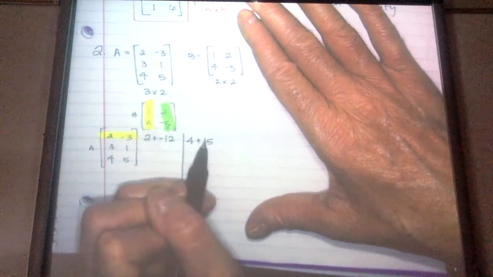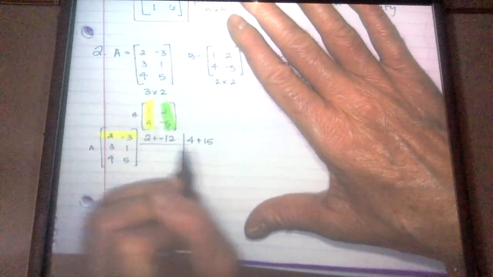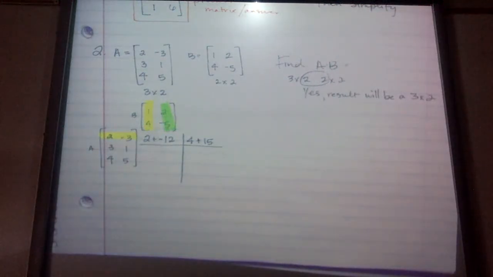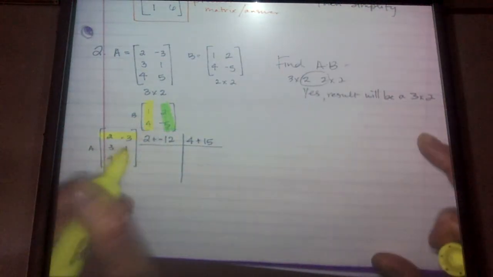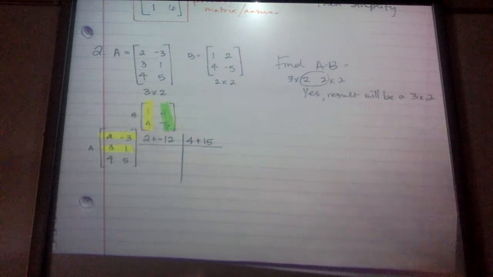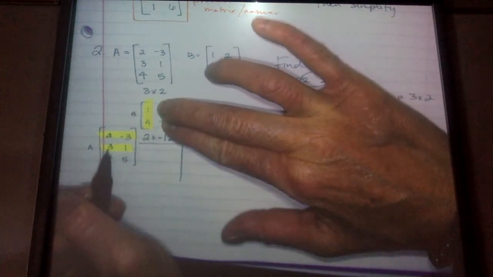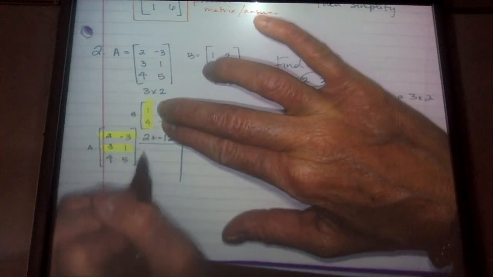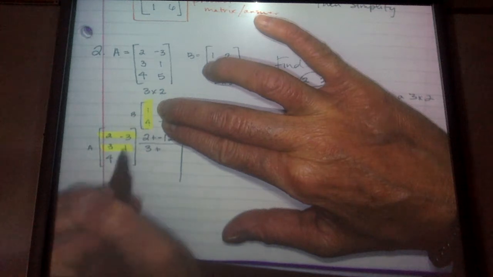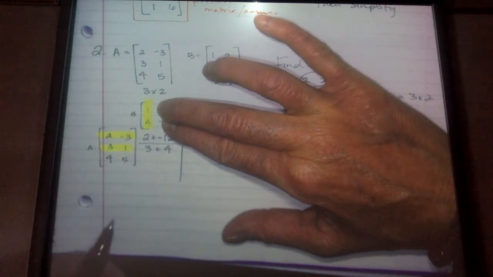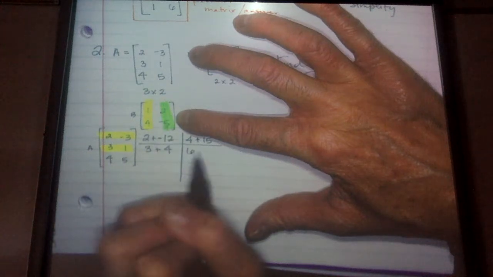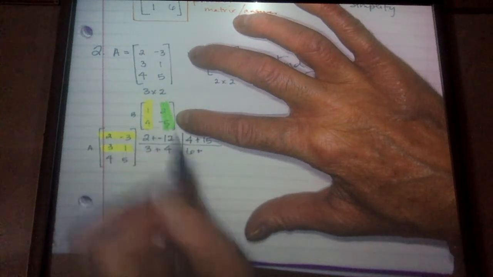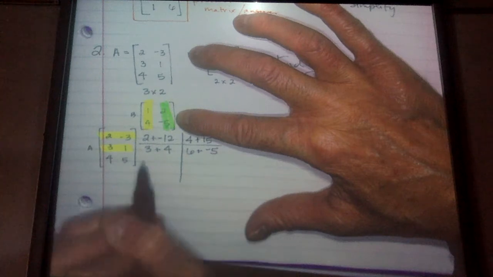All right, next. I like to organize it with lines. You don't have to. Now I'm doing the second row times the first column. Product of the first two numbers, 3 times 1 is 3, plus 1 times 4 is 4. Now by the second column, 3 times 2 is 6, plus 1 times negative 5 is negative 5.